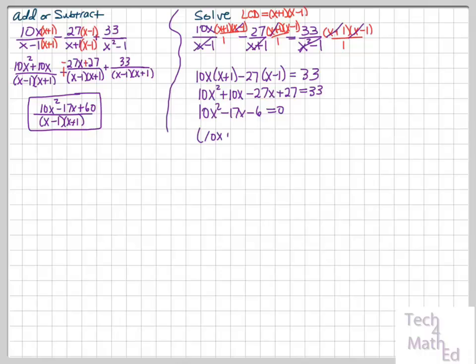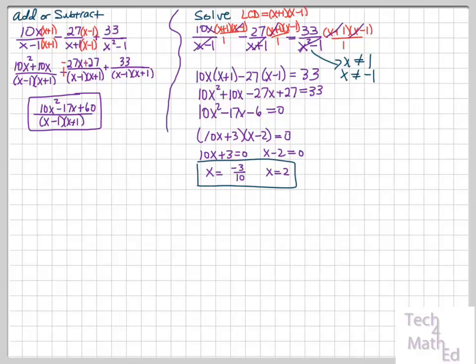So factoring this, it becomes 10x plus 3 and x minus 2. Setting each of those equal to 0, I get x is negative 3/10 and x is 2. However, I might be dividing by 0, so I have to check the domain values. So you look at the original problem and you see that x is not allowed to be 1 or negative 1. And so both of my values are okay.